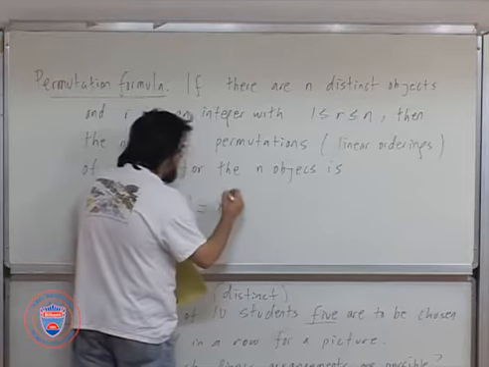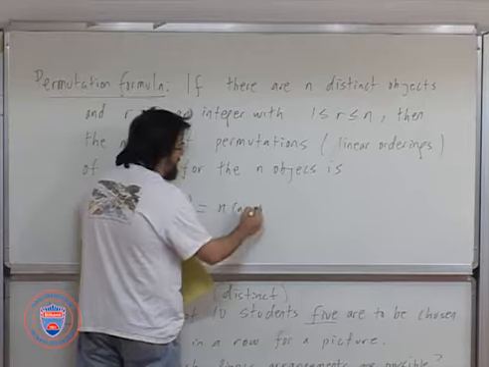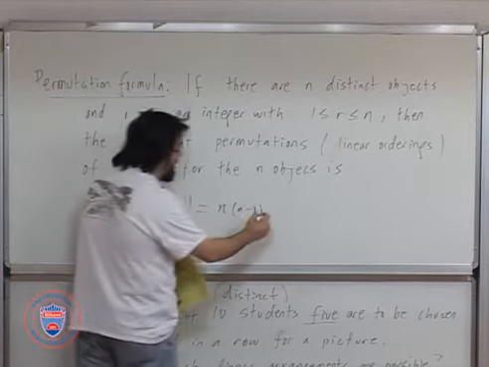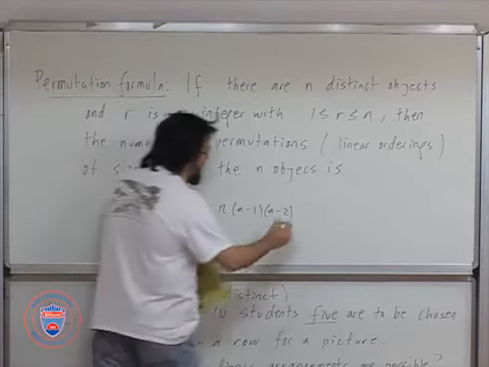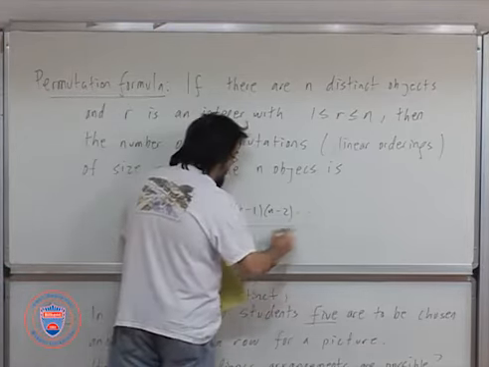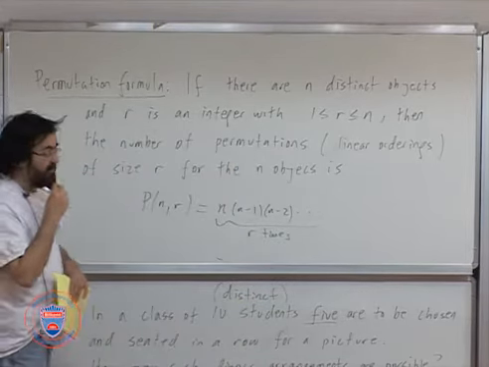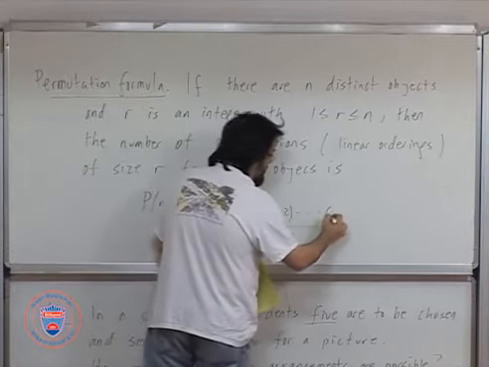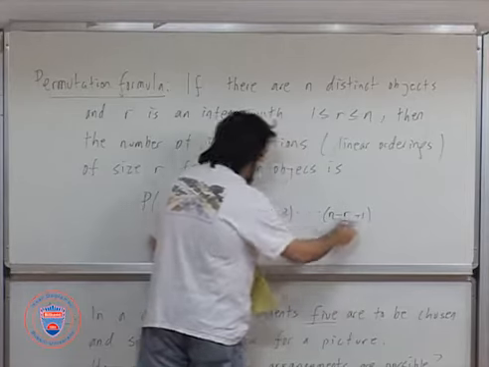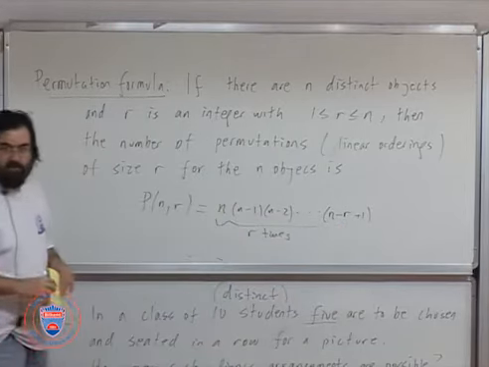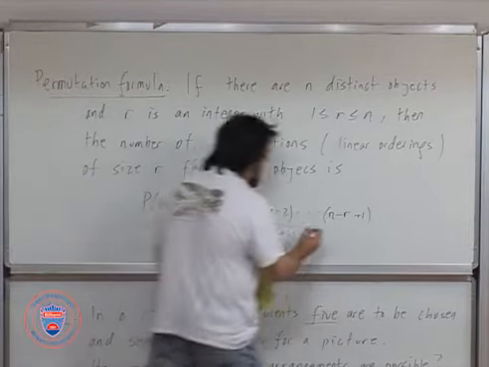Let's write it. The first step will be n times. This is your second step. You'll have one less person to choose from. This is your third step. You'll have one less. And you'll be doing r many times. So you will go all the way to n minus r plus 1, because the first one is n minus 0. So this is your formula.